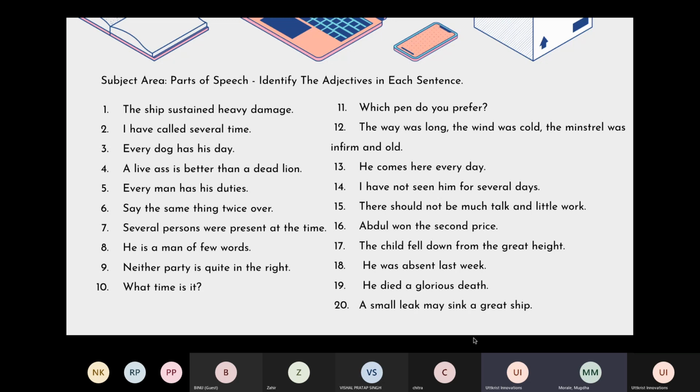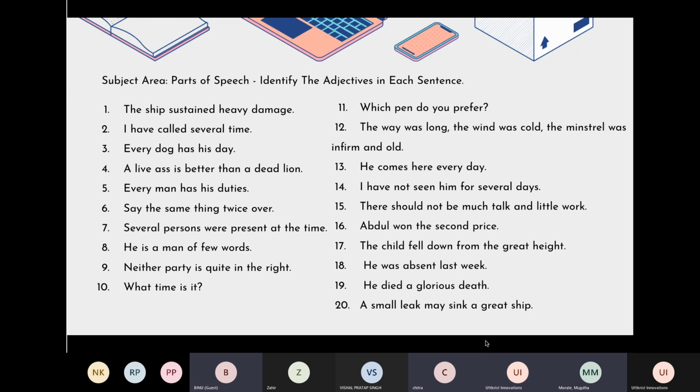Nikita is not able to see the screen. Me too. Actually, I can see the screen. So people who can't see the screen, maybe they can rejoin. Try rejoining because I can see the screen. Can other people see the screen? Yes, Mugda, we can. I can see the screen. I can also see the screen.